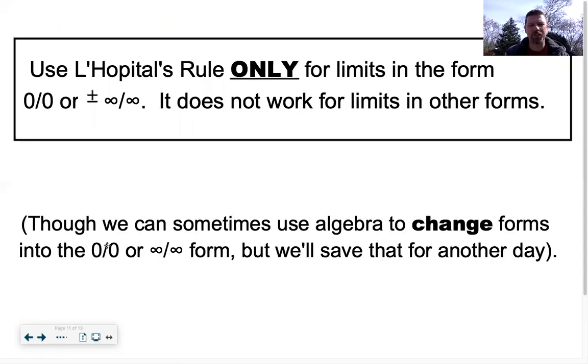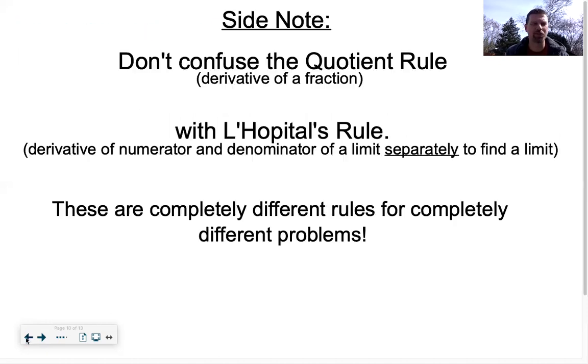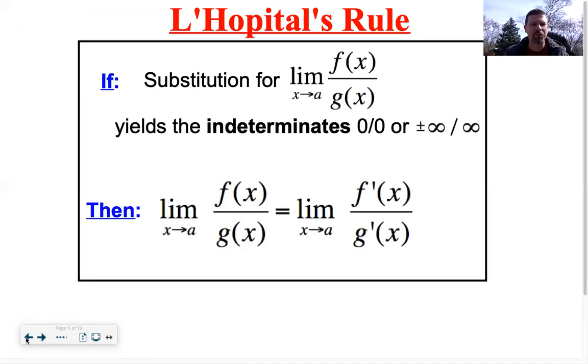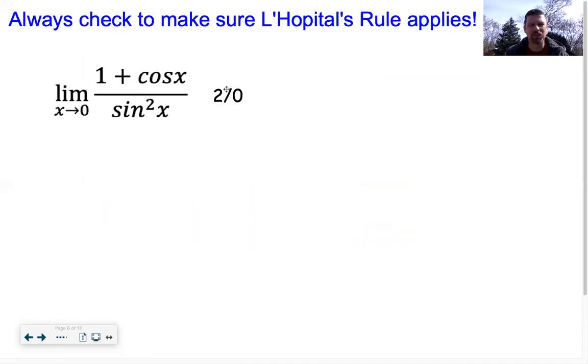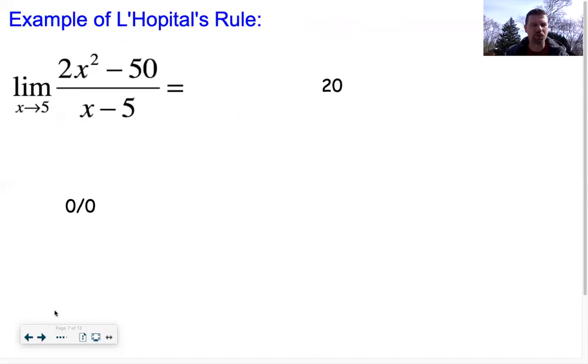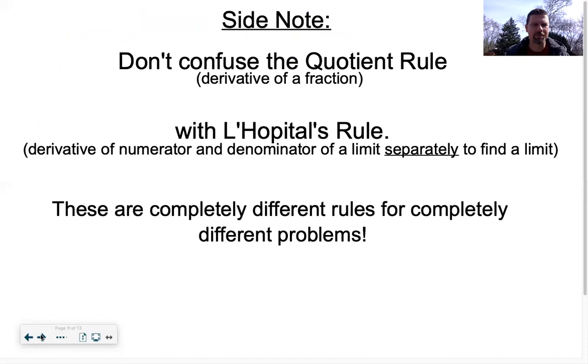All right, we are just about done. It says use L'Hopital's rule only for limits of the form 0 over 0 or plus or minus infinity over infinity. It does not work for limits in other forms. That's the biggest thing I'm stressing. It's just like we talked about that very first one. If it's not 0 over 0, L'Hopital's rule does not work. So just because you see a fraction, don't assume that means it works. It only works when you've got 0 over 0 or infinity over infinity.